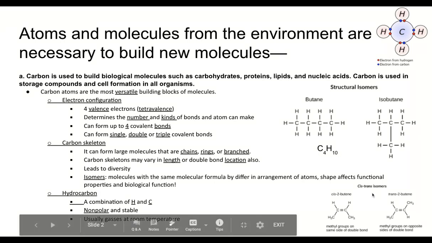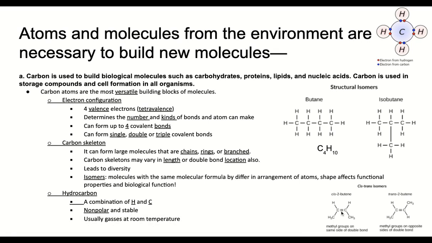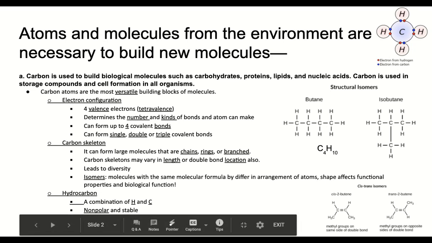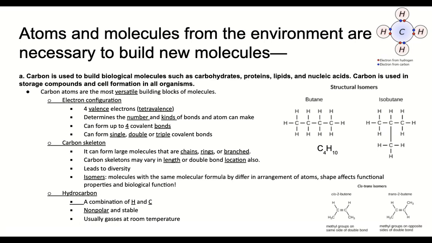We have some other isomers down here at the bottom. These are of butene. Butene has a double bond between carbons. Butene is going to be C4H8 due to this double bond. And here we see 2 different isomers. In this case, it's where these methyl groups are in relation to each other. In one, they're on the same side. In the other, they are on opposite sides. Again, this will give us a different shape, and shape equals function.